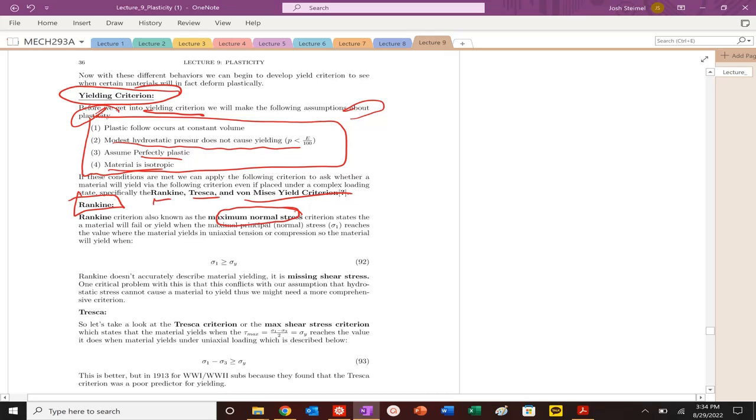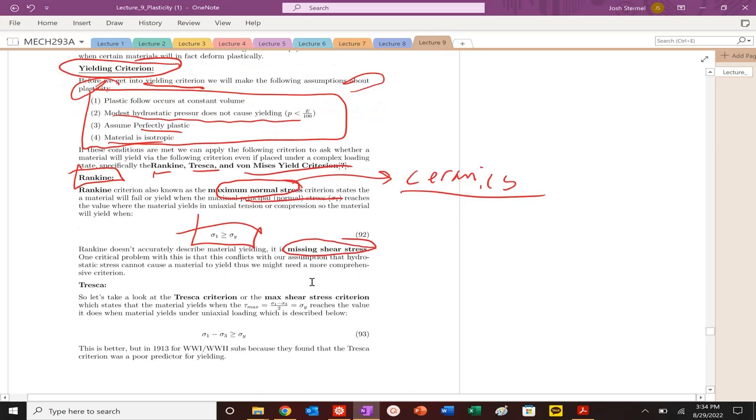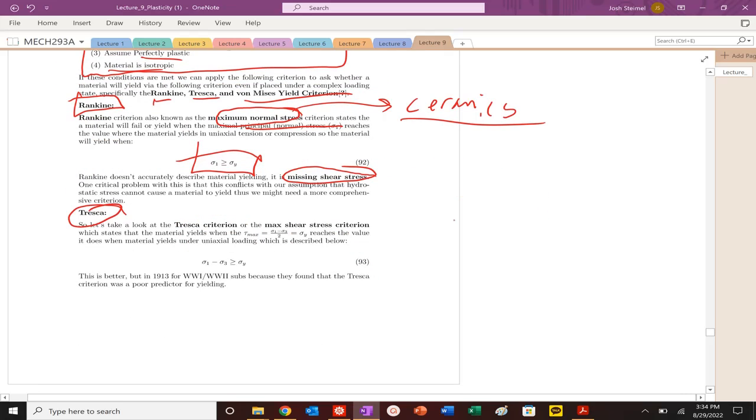The first being Rankine. Rankine looks at maximum normal stress. Rankine works great for ceramics, which are typically going to fail when normal stress is maximized, and it's simply: maximum normal stress is greater than the yield strength. This misses shear, which is taken into account by the Tresca criteria.